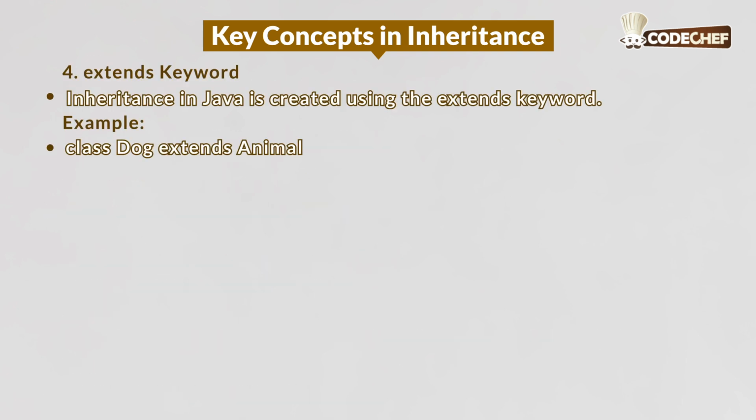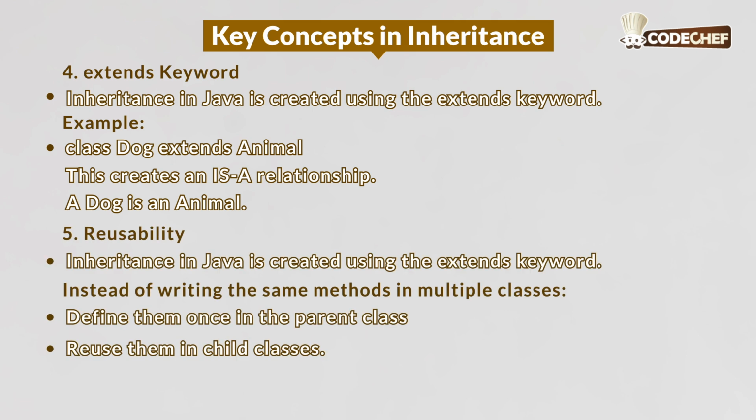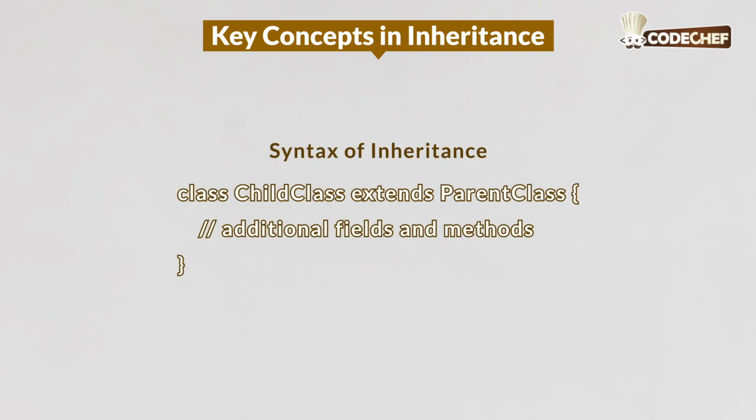Extends keyword. Inheritance in Java is created using the extends keyword. For example, class Dog extends Animal. This creates an is-a relationship. A Dog is an Animal. Reusability. Instead of writing the same methods in multiple classes, define them once in the parent class and reuse them in child classes. The syntax of inheritance looks something like this: class ChildClass extends ParentClass. The additional fields and methods are going to be mentioned after.